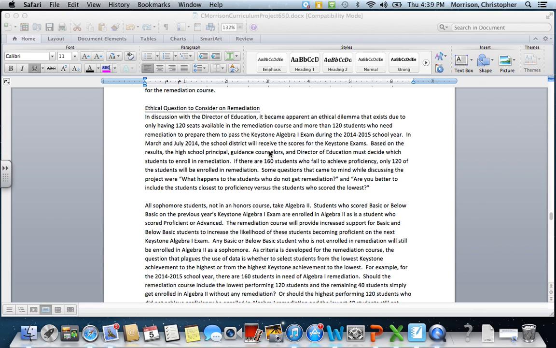It's not the ethical choice. School districts need to educate all students equally. So the question really turned into, I feel what school districts have to do is work from the lower achieving students to the higher achieving students. There are other alternatives for the higher achieving students for remediation. They do not have to be enrolled in the remediation course.